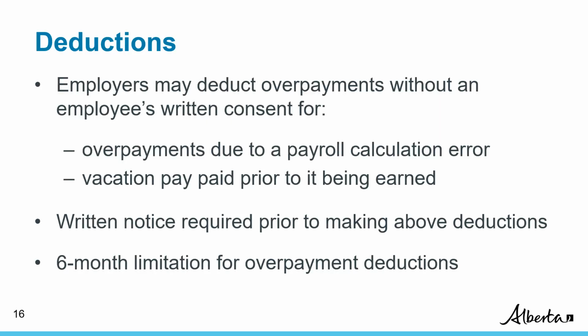Employers can deduct overpayments without an employee's written consent for the following: overpayments resulting from a payroll calculation error that occurred within 6 months prior to the deduction, and vacation pay paid to the employee prior to it being earned. Employers must provide advance written notice that the deduction will occur to the affected employee.